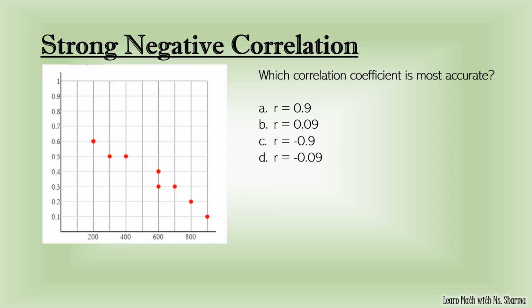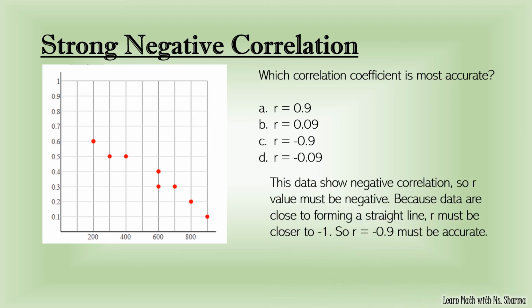Let's check option D. It says R equals negative 0.09. That is close to 0, not negative 1. So C is closer to negative 1, so our answer should be C. These data show a negative correlation, so R must be negative. Because data are close to forming a straight line, R must be closer to negative 1. So R equals negative 0.9 must be accurate.